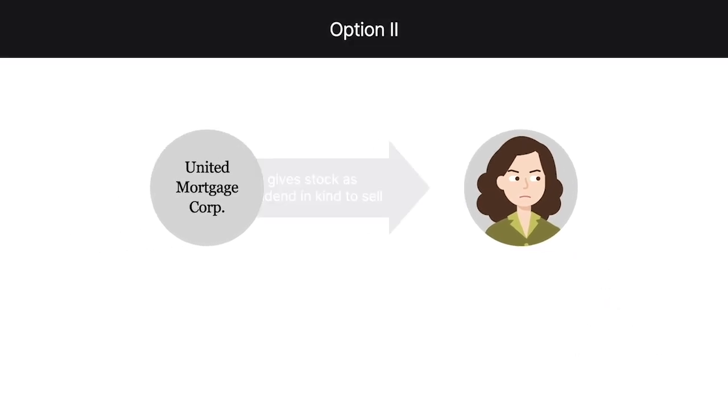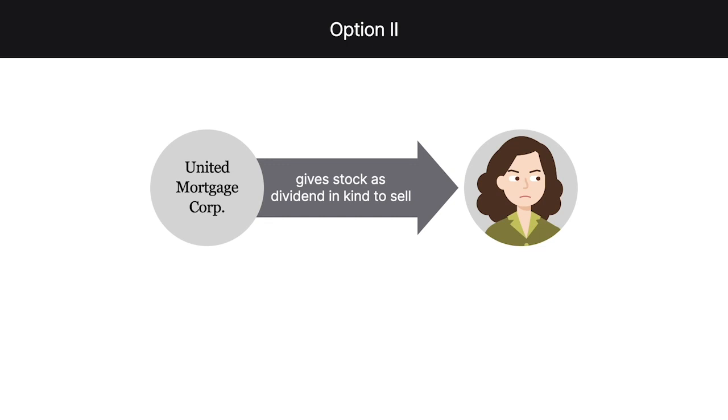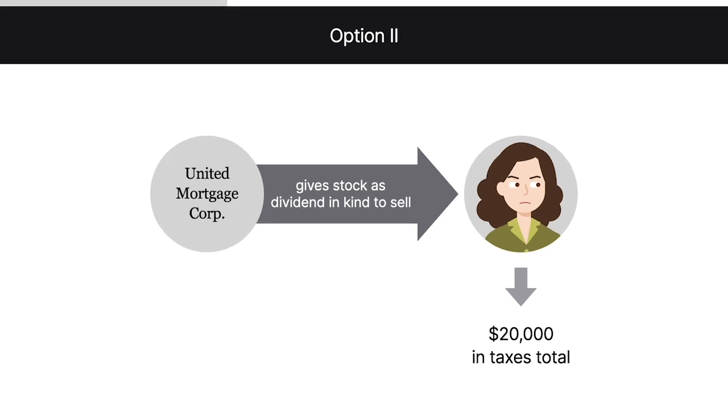Alternatively, United could give the Monitor stock directly to Gregory as a dividend in kind for Gregory to sell. In this scenario, Gregory would pay taxes on this dividend at ordinary income rates, which would result in about $20,000 of tax. Ultimately, Gregory chose a third option.